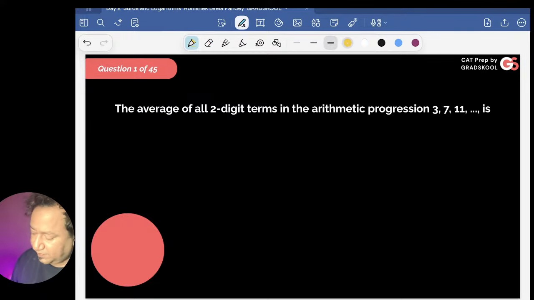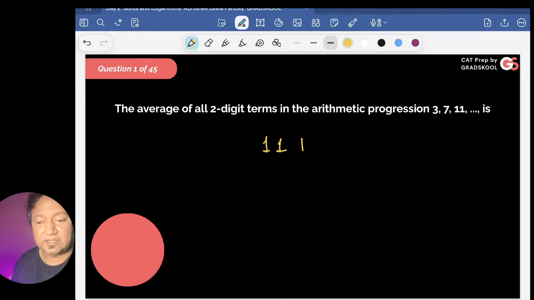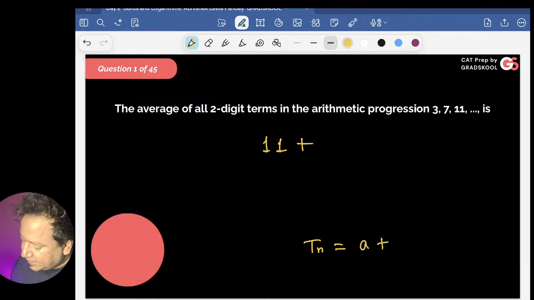Two-digit term चाहिए, पहला हो जाएगा 11, और आखिरी कौन सा होगा, हमें ये समझने की कोशिश करनी पड़ेगी. What will be the last term over here? How would you identify that? There is a formula for finding the nth term in an arithmetic progression, given as tn equals a plus (n minus 1) times d, where a is the first term, n is the number of terms and d is the common difference.